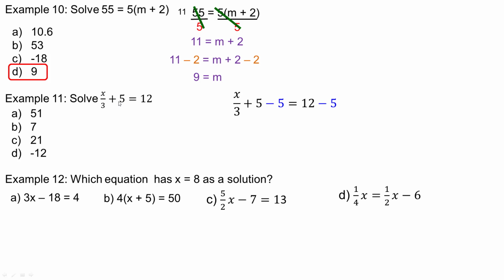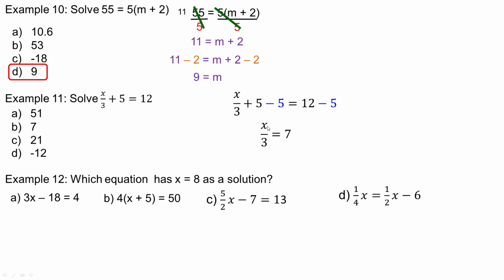So the 5 is added to it. The opposite of adding 5 is to subtract 5. So I subtract 5 from both sides, and this is going to be gone, because plus 5 minus 5 is 0. So we're left with just x over 3 on the left, and 12 minus 5 is 7.